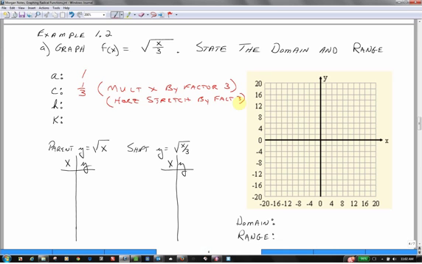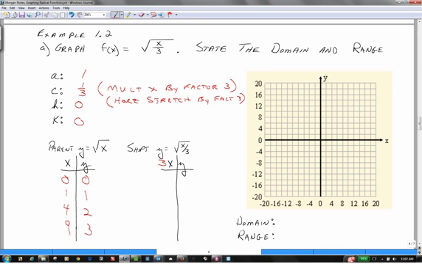So let's fill out the parent table for a square root. 0, 1, 4, 9, and the square root of 0 is 0. Square root of 1 is 1. Square root of 4 is 2, square root of 9 is 3. And now let's make the shifted table. So the only thing I have going on here is I'm going to multiply x by a factor of 3. So I'm going to have 3x, y stays the same.